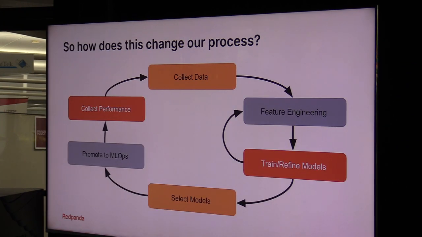So what's our process when we build predictive models? We tend to collect our data, we do our feature engineering, we train, we refine our models. We do that in a feedback loop, trying to come up with more and more features. We select our models, we promote in MLOps, and we collect performance. How's this different when you're working with event data, where you're not dealing with just big batch tables, but discrete events? What do your features look like? What does your model training look like? That's what I'm going to go over today.